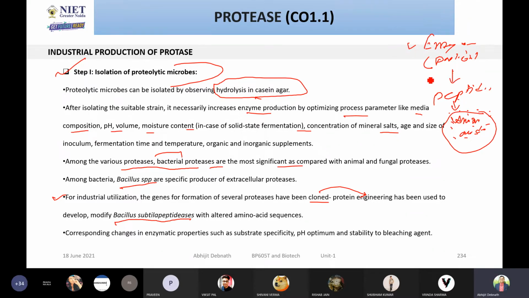So you can increase the enzyme production by modifying the bacteria called Bacillus subtilis. If you make some genetic change within the bacteria, it will produce more and more enzyme. So this is the first step. And yes, you have to give the corresponding changes, whatever the things are, like pH, stability, and other things. So the first step is the isolation of that particular microbe. You have to isolate that particular microbe.